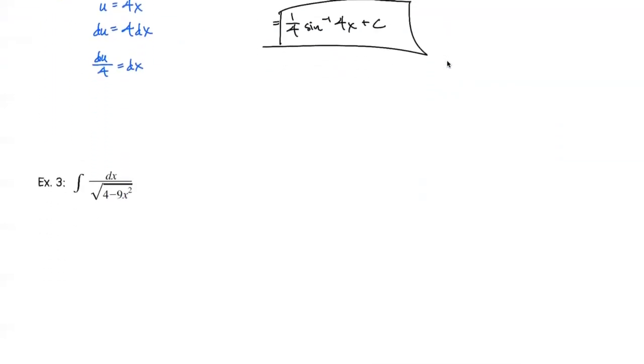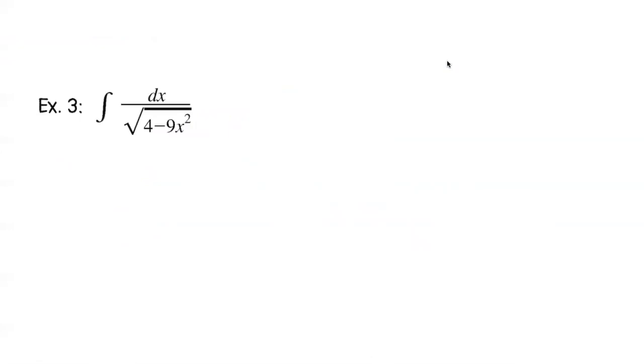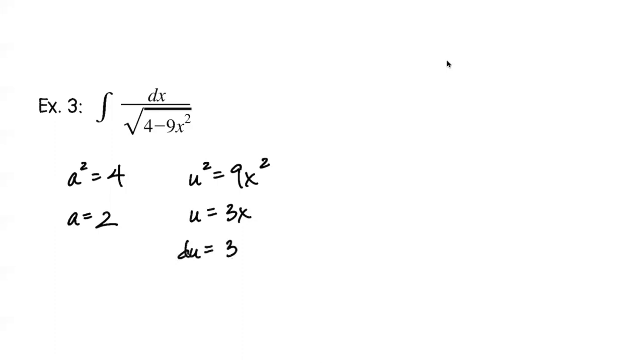All right. Let's take a look at number 3. So I've got the integral of dx over the square root of 4 minus 9x squared. And so I like to start by saying, what is my a squared? What is my u squared? That way I can tell whether or not I'm going to need u sub to go through the question. So in this case, a is going to be 2 and u will be 3x. Since u is not just x, I'm going to need to do a little u sub situation here.